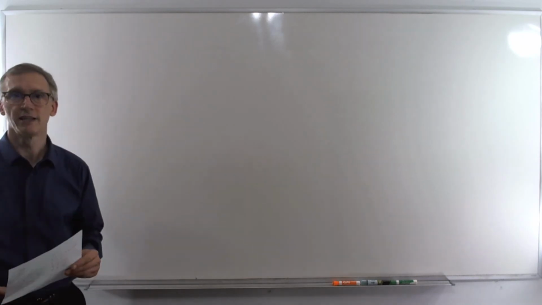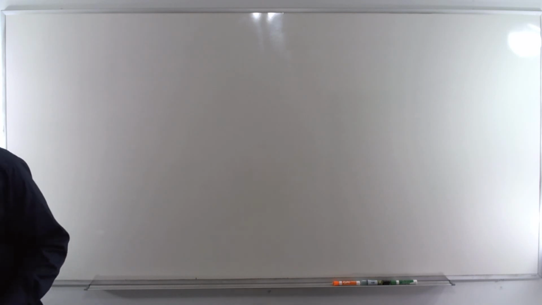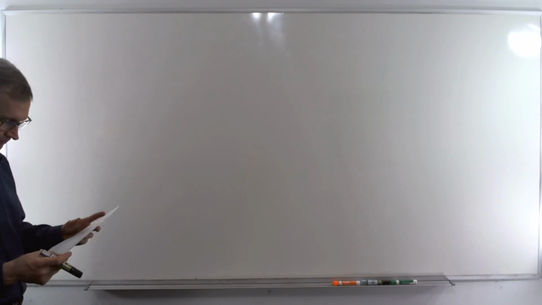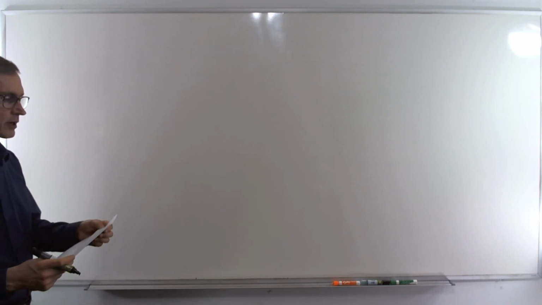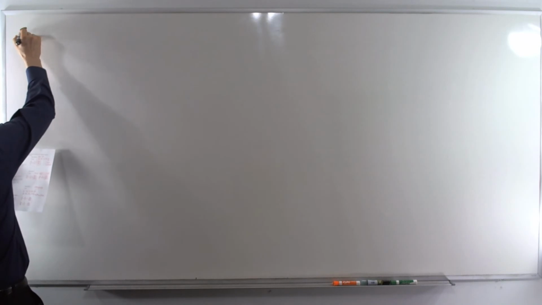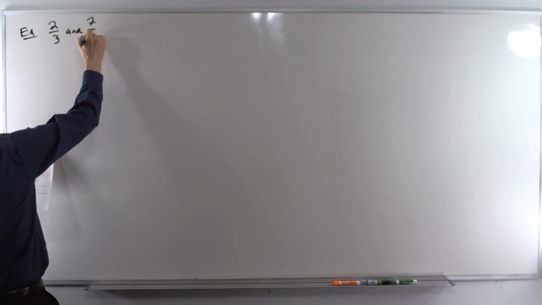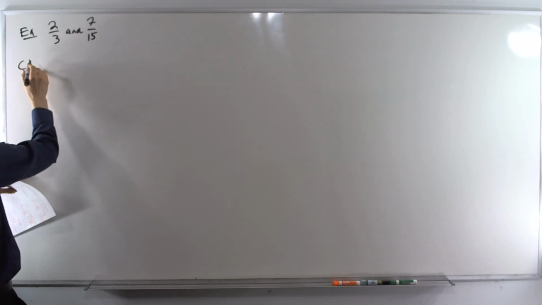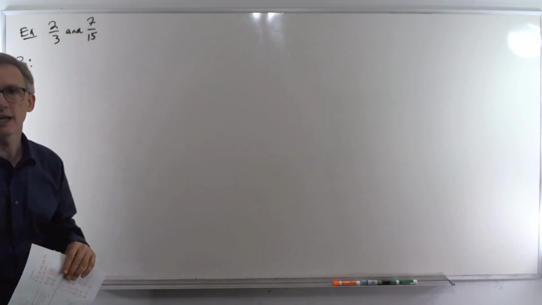Now we're going to use these techniques to actually build the fraction. And we're going to build two fractions that have the same denominator. So we're going to take, in this next example, 2/3 and 7/15. Make them have the same denominator. So first thing we need is the least common denominator.